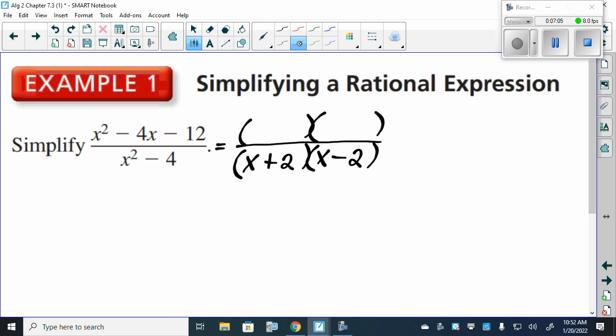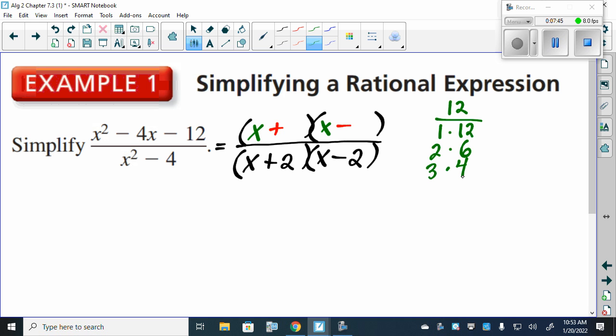Now we do need to factor the numerator. When we look at the numerator, this trinomial, well, the third term is negative, so our signs are going to be opposite. One is going to be positive and one is going to be negative. Now we look at the factors of the first and third term. Well, the factors of the first term are x and x. That's the only factors of x squared. Now we need to look at the factors of 12. Well, we have 1 and 12, 2 and 6, and 3 and 4.